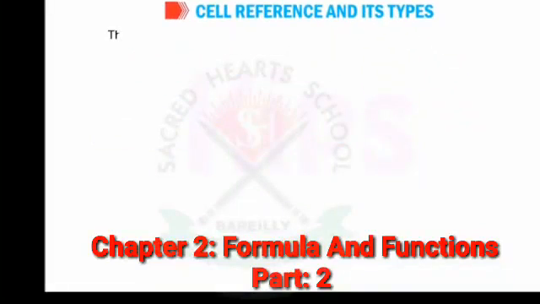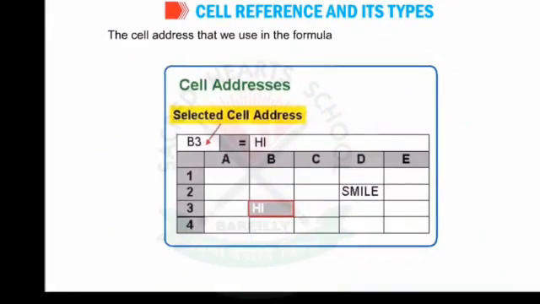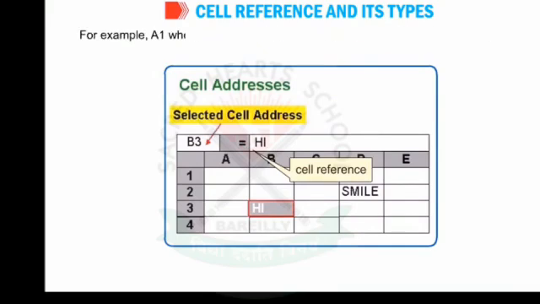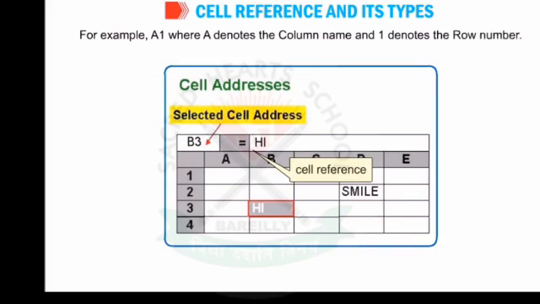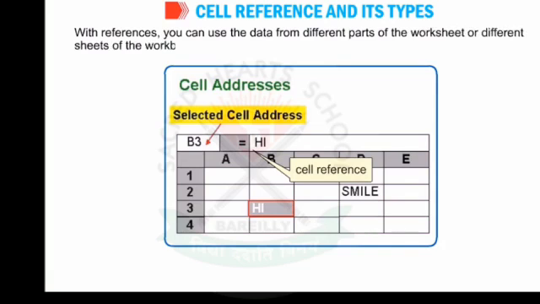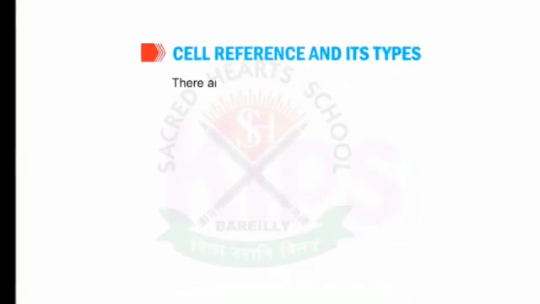types. The cell address that we use in the formula is known as the cell reference. For example, A1, where A denotes the column name and 1 denotes the row number. With references, you can use the data from different parts of the worksheet or different sheets of the workbook. There are 3 types of cell references.